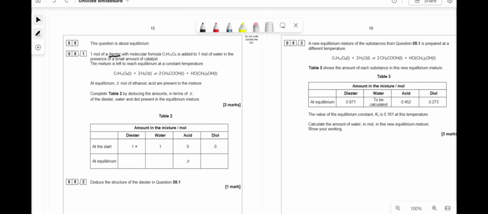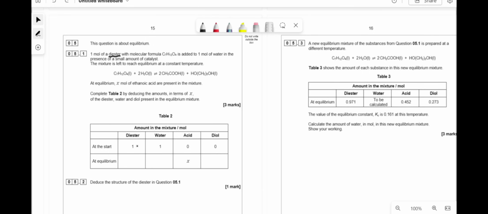So at the start, the equilibrium hasn't actually had a chance to set itself up. So you've got 1 mole of your diester, and they've told you that they've added it to 1 mole of water, so you have the same at the start. Because the equilibrium hasn't really done anything yet, you've got 0 of the acid and 0 of the diol. However, at equilibrium, we've now formed the acid, and the acid must have come from these two. So these two have to have dropped to produce X amount of this.